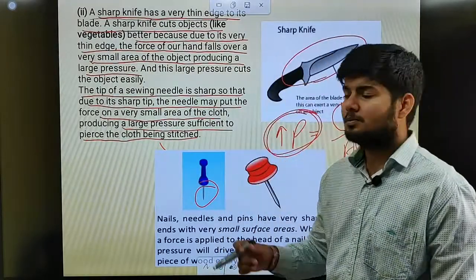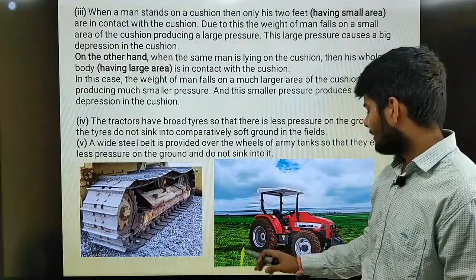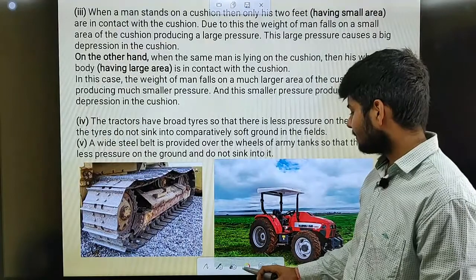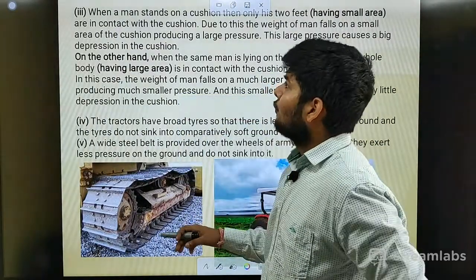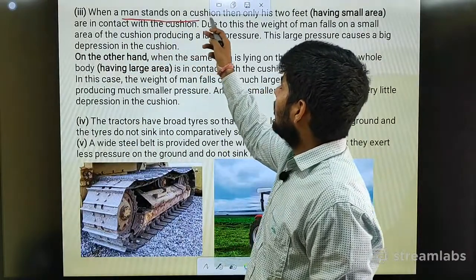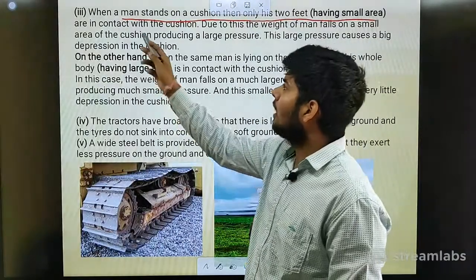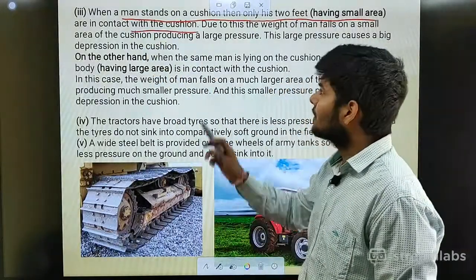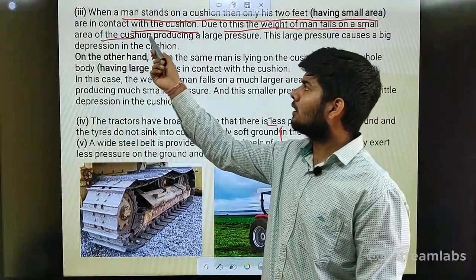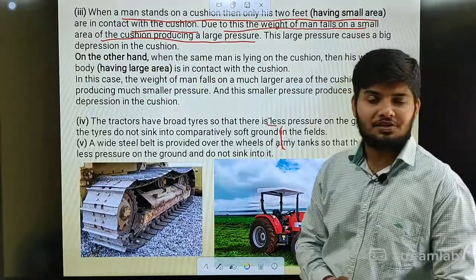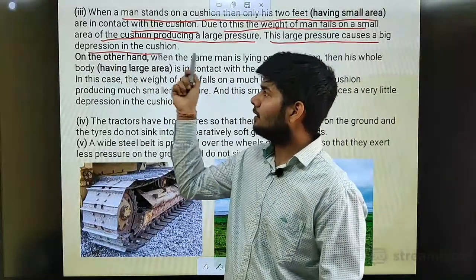Now students, let's move to the next observation. When a man stands on a cushion, only his two feet, having a small area, are in contact with the cushion. Due to this, the weight of the man falls on a small area of the cushion, producing a large pressure, and this large pressure causes a big depression in the cushion.